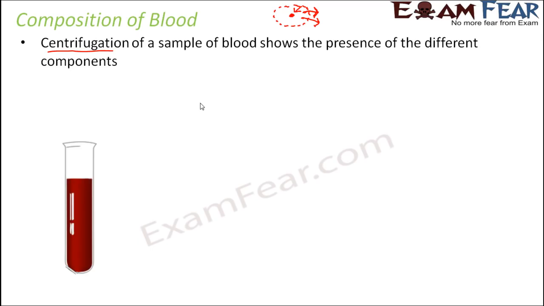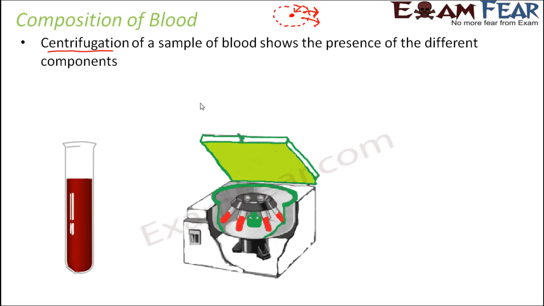So let us suppose we take a sample of blood in a test tube and put it in a centrifuge. This is how a centrifuge looks. If you see inside, you have a stand which is pivoted at the center, the green colored structure which you see. Then you place the test tubes like this, and this is going to rotate at a very high speed. These test tubes contain blood, and the different components of the blood get segregated.